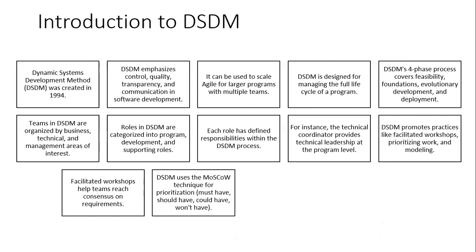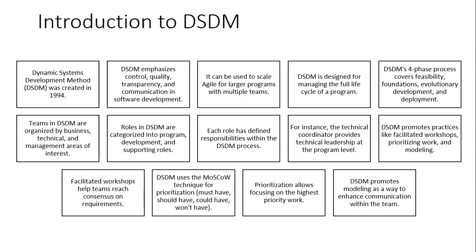And DSDM uses the MoSCoW (must have, should have, could have, would like) technique for prioritization. Very similar to the Kano, but Kano has more humanistic, human-centered words. DSDM is pretty straightforward: must have, should have, could have, would like, or won't have, depending on the configuration you choose. Prioritization allows focusing on the highest priority work, and DSDM promotes modeling as a way to enhance communication within the team. The PMI says that it is an Agile project delivery framework designed to add more rigor to existing iterative methods. So you need to think about it like this.